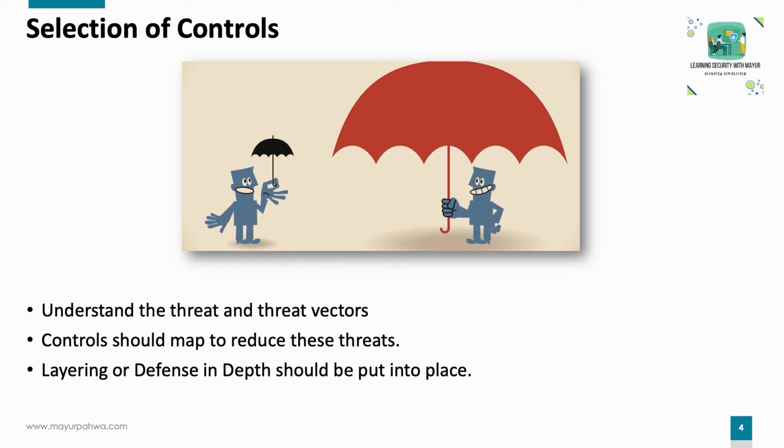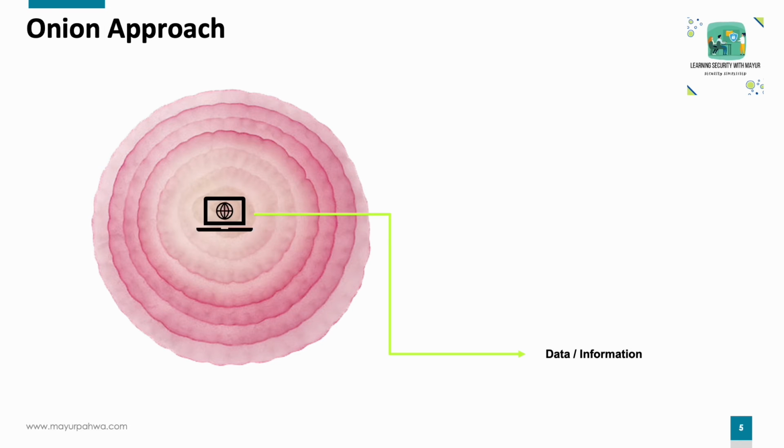Protecting data or information requires us to implement controls in a layered fashion. This is also known as defense in depth, the onion approach, or the layered approach. Just like the layers of an onion, the security professional puts in different types and functionalities of countermeasures.